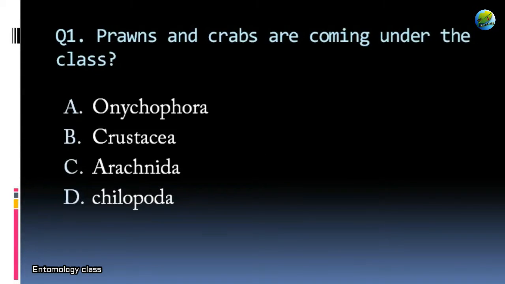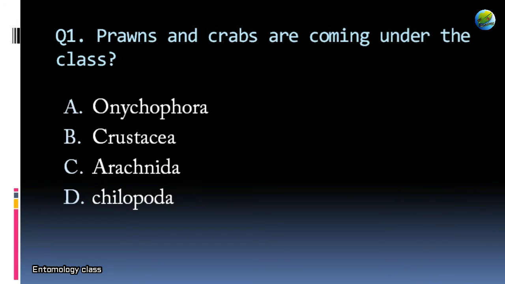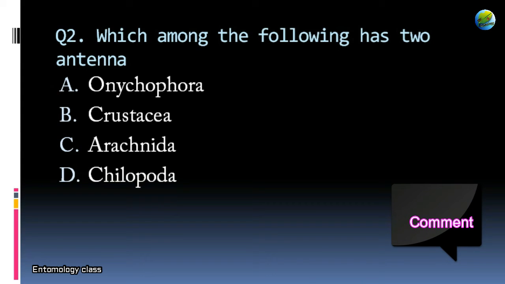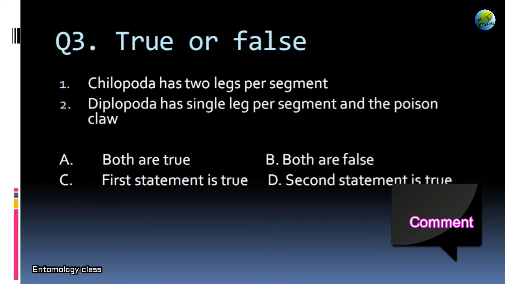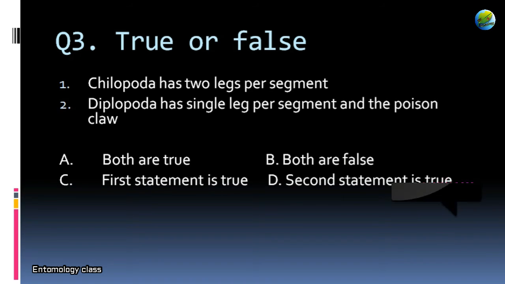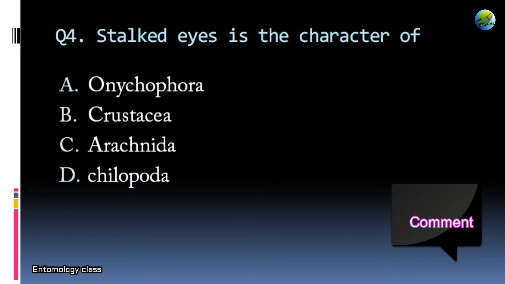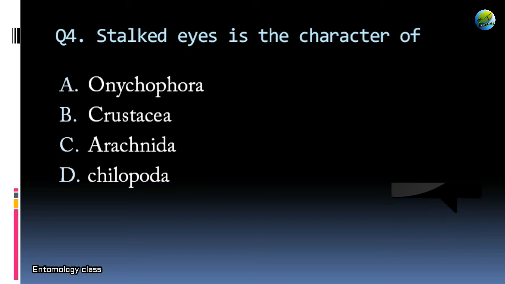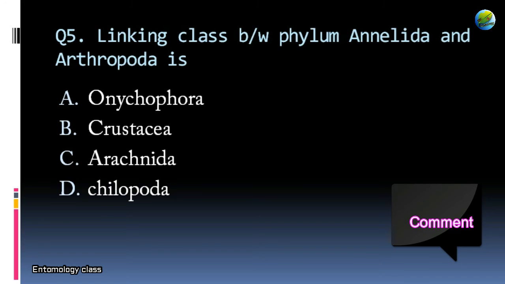Question number 1. Prawns and crabs come under the class Onychophora, Crustacea, Arachnida, or Chilopoda. Question number 2 is, which among the following has 2 antennae? Question 3, true or false? Chilopoda has 2 legs per segment. Diplopoda has a single leg per segment and the poison claw. Both are true, both are false, first statement alone is true, second statement is true. Question number 4 is, stalked eyes is the character of Onychophora, Crustacea, Arachnida, or Chilopoda.